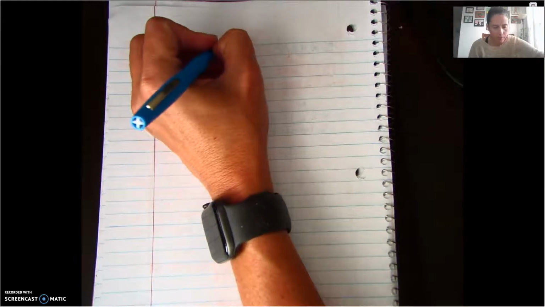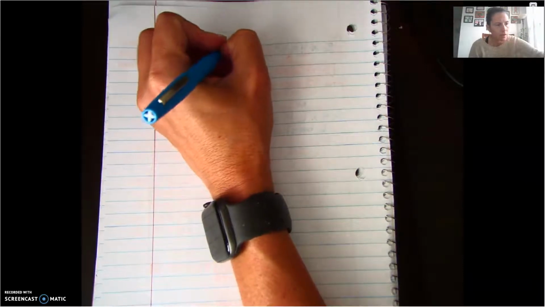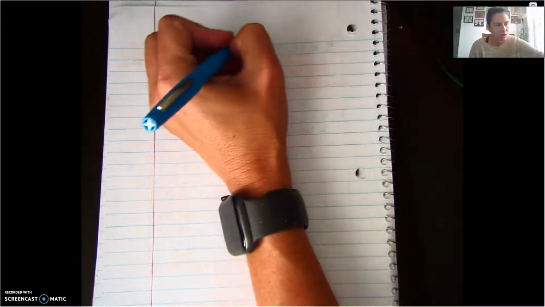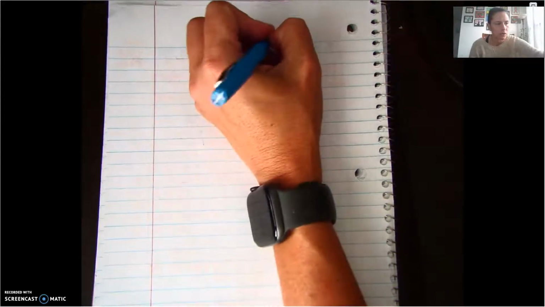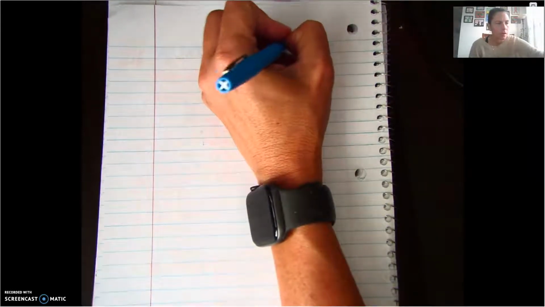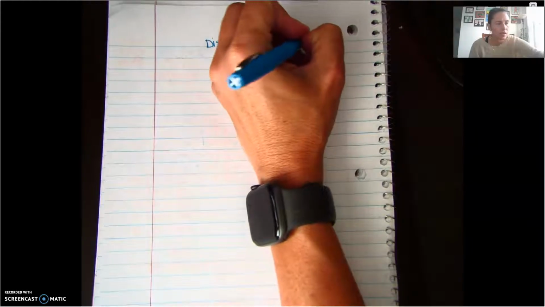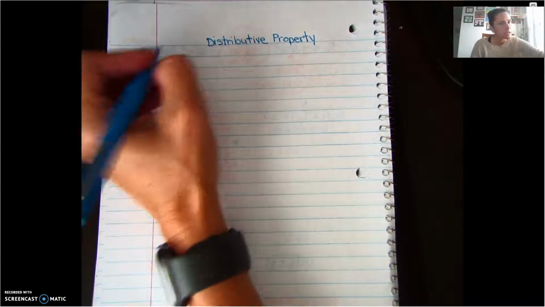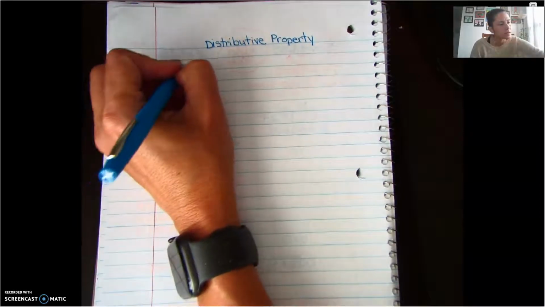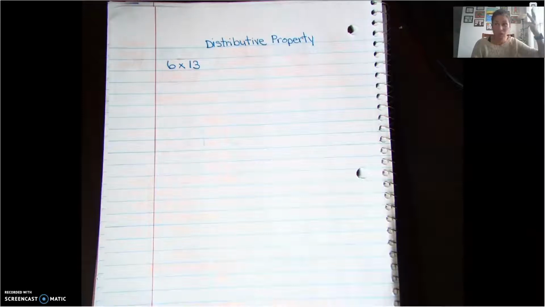Now it's just a big word, but when you say distribute, that means you share things, like you give it away. So this one, distributive property. What this is saying is that if you have a problem like 6 times 13, that's really hard to just do in our head.